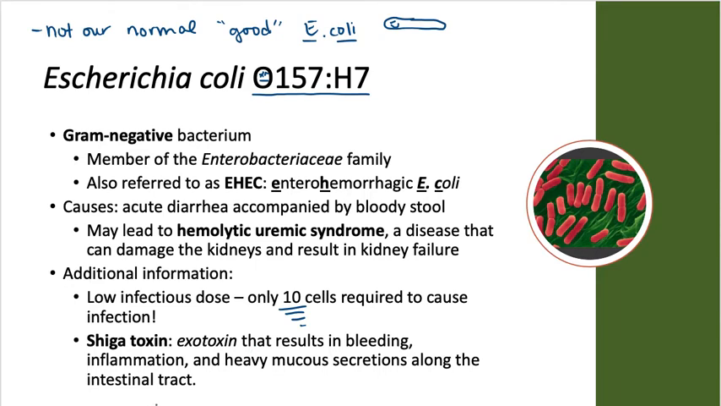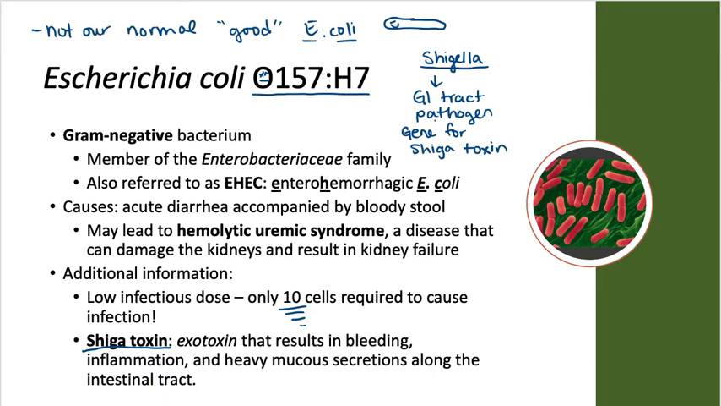The toxin that results in bleeding is called Shiga toxin. So I've got a fun story about that and how it was discovered. Shiga toxin comes from the genus Shigella, which is also part of the Enterobacteriaceae family. Shigella is a GI tract pathogen, and it has the gene for Shiga toxin. So how did Shiga toxin get into E. coli and make E. coli a pathogen?